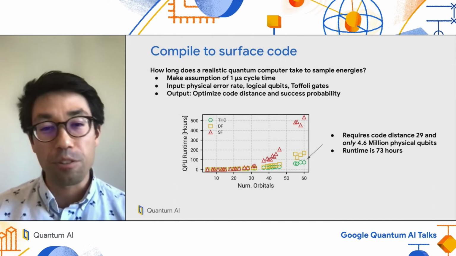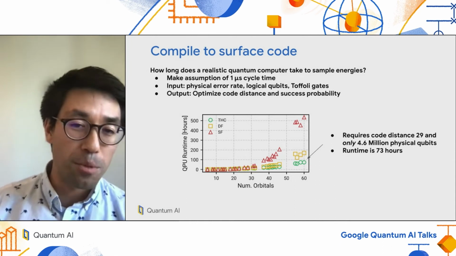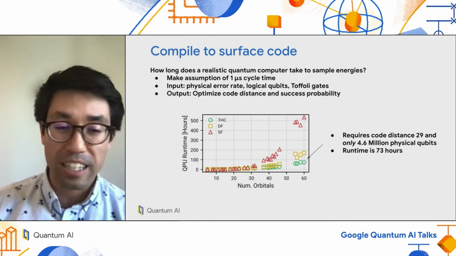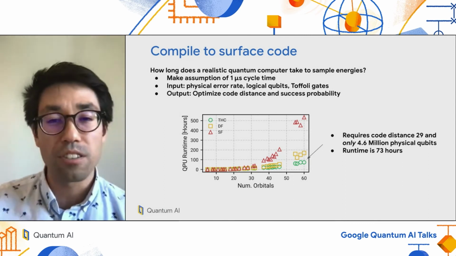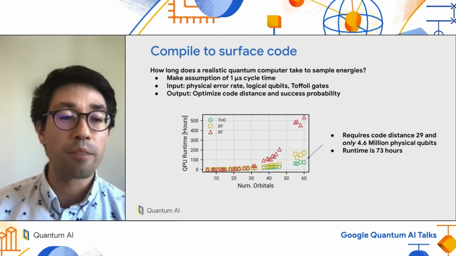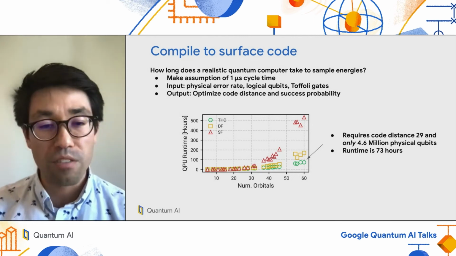that we labeled A through G, what we can do is then count the number of logical qubits and Toffoli gates required to phase estimate each of those to a particular error, and then compile those completely all the way down to the surface code runtimes, making the assumptions of the 1 microsecond time, a physical error rate just below threshold, and a number of Toffoli factories.